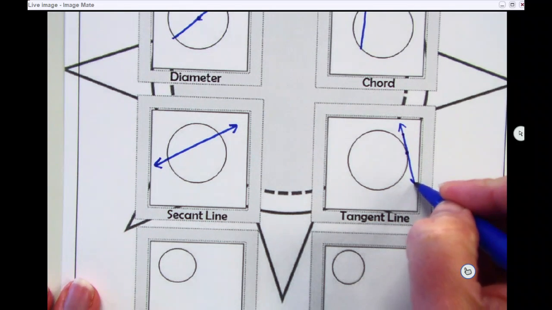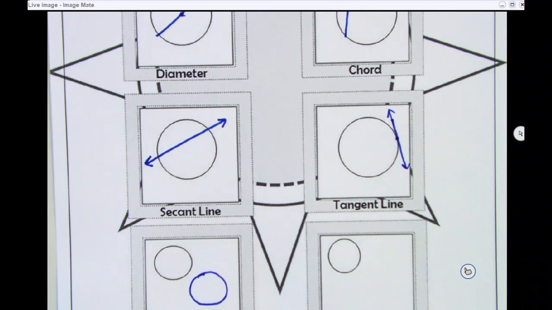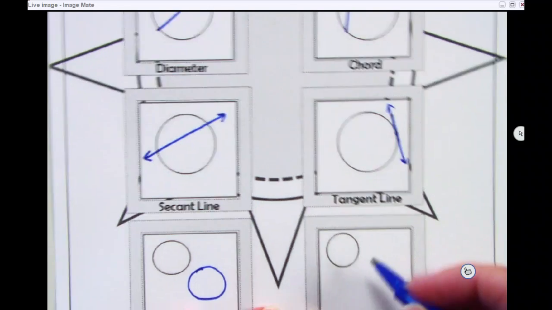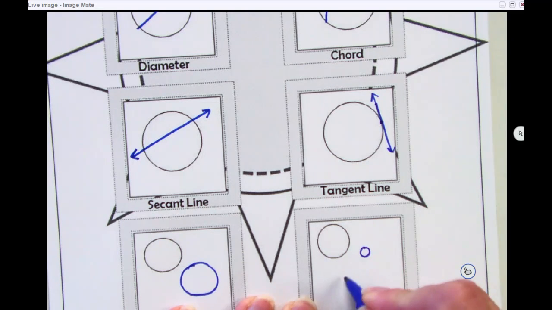What does congruent mean? They're equal. So I'm going to try to draw a circle that's the same size as that one. And then what does similar mean? Same shape, but a different size. We call it either dilated, it could be smaller, it could be larger.